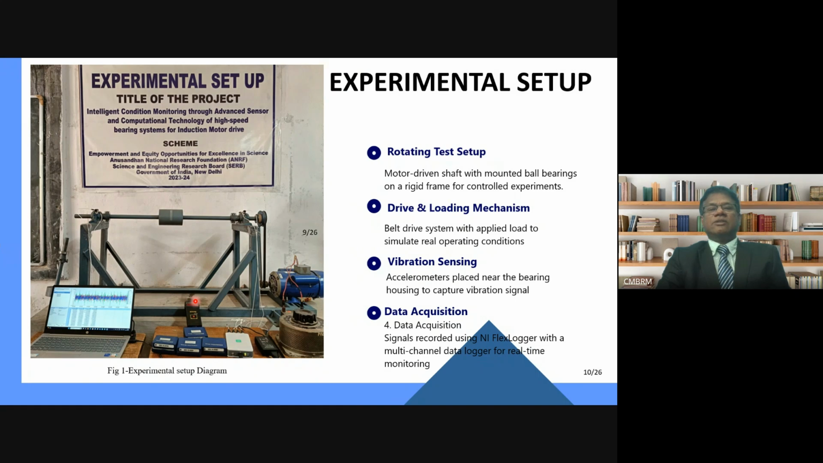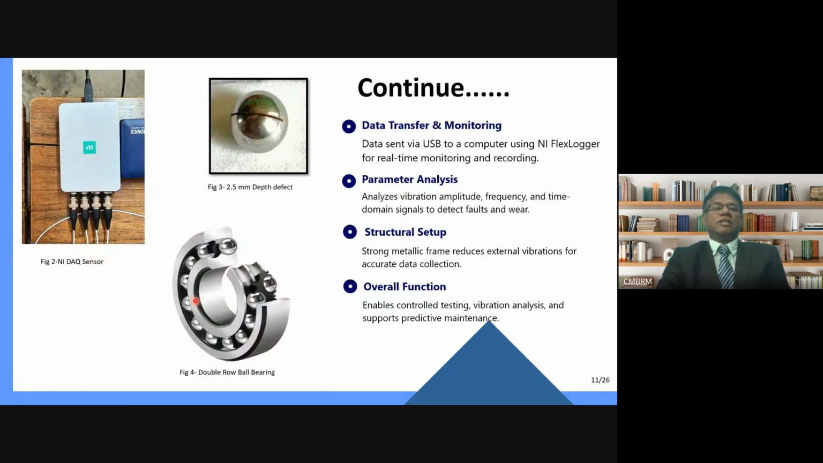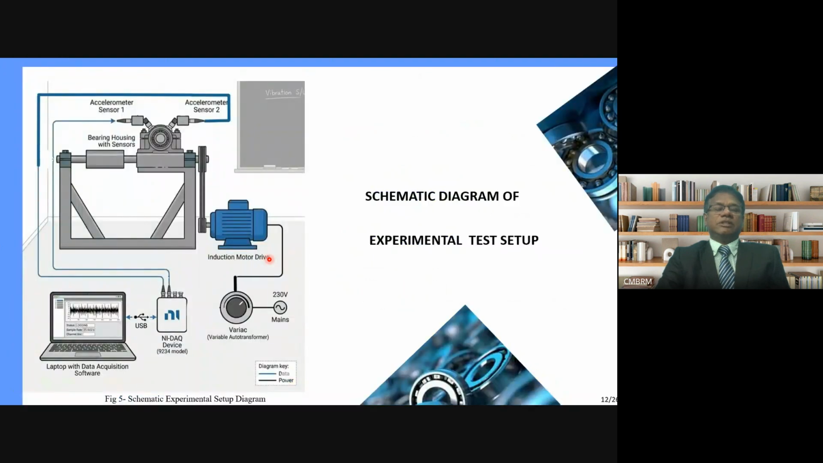So what we have done is a rotating testing setup with a driven load mechanism. Then we fit the vibration sensor. Then we have a data acquisition system. This is a 4-channel data acquisition system, and here we have highlighted how this bearing is going to fail, with a depth of 2.5. This is the construction of the bearing we have shown in this figure. This is the schematic diagram of how we put a sensor.